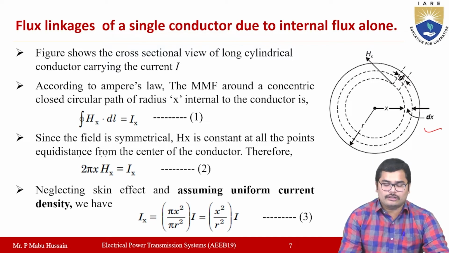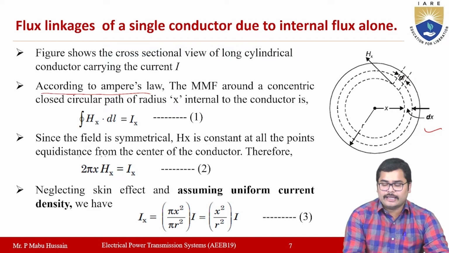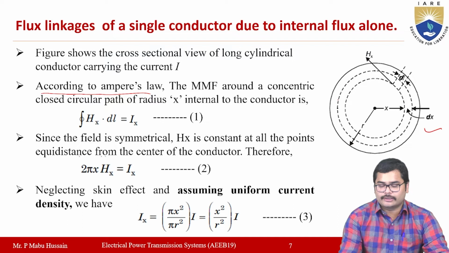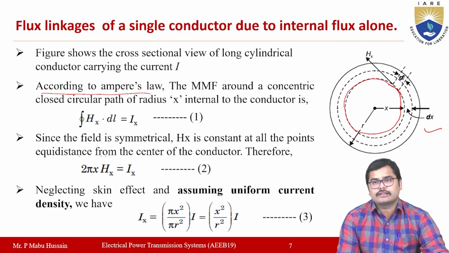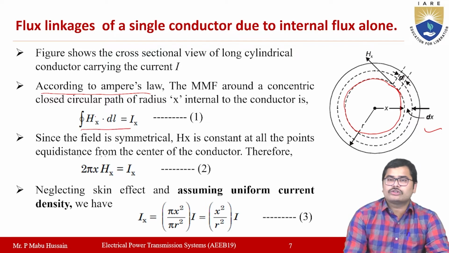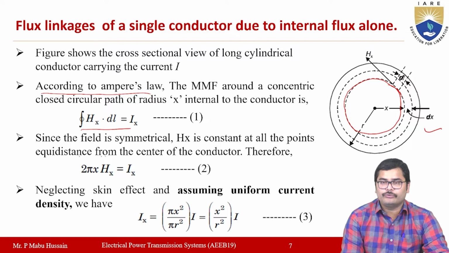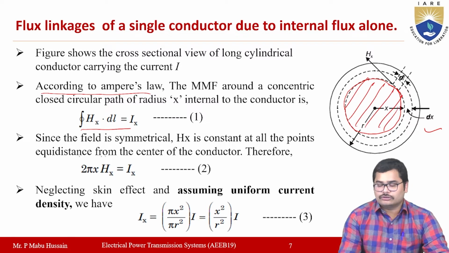Now according to Ampere's law, if you recall, the MMF, magnetomotive force, around a concentric closed path of radius x, which is internal to the conductor, the Ampere's law expression will be the closed integral of Hx dl equal to I enclosed in that path. That means we are considering only up to a distance x here, this area. So the current enclosed by this area is Ix.